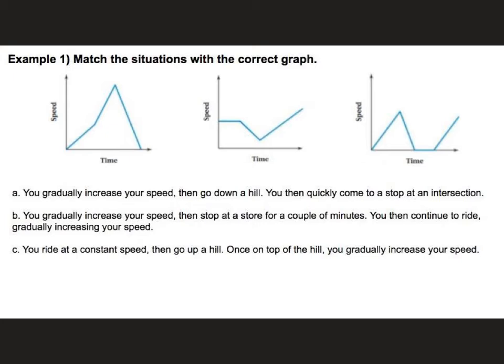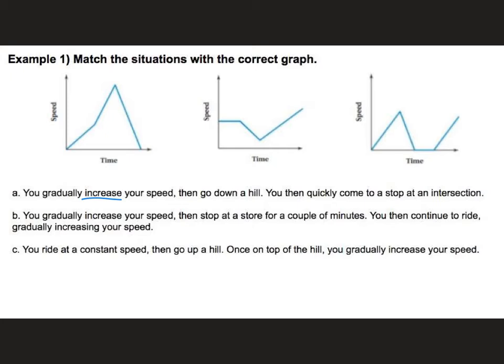So this first one, we're saying we're gradually increasing our speed. So we want to look in our graph for a line that is going up. We're increasing. So I see the first and the third currently work for that. Then we're going down a hill. Notice we're comparing our speed with time. So if we go down a hill, we have to be careful here because our speed is actually going to get much faster. So our line is going to go up, it's going to continue to go up, and it will be very steep.